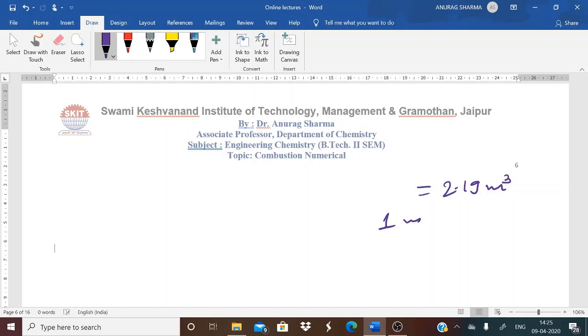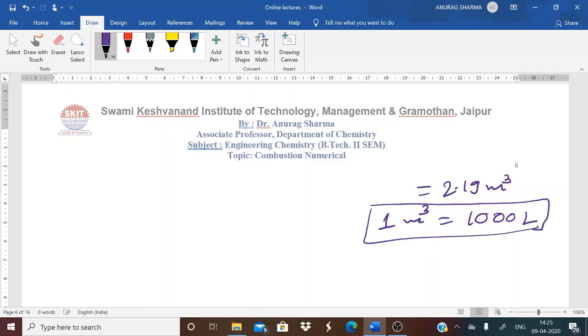And 1 meter cube is equal to 1000 liter. So we can also convert this value into liters. 2.19 multiplied by 1000. So the final answer is 2190 liter.